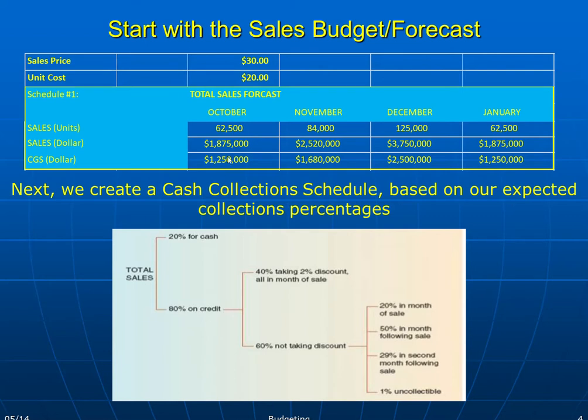Okay, now what's going to happen to these sales right here? For example, in the month of October, we're expecting to sell 62,500 units for $1.875 million. As we've seen down here, we can expect that some of that will be for cash, some will be for credit. Of that on credit, some will take our sales discount if we're offering one. Some will not take our sales discount. And what doesn't take the sales discount will be collected over some kind of pattern. And if we do expect to have uncollected accounts, which would be the norm, then that's going to show up in here.